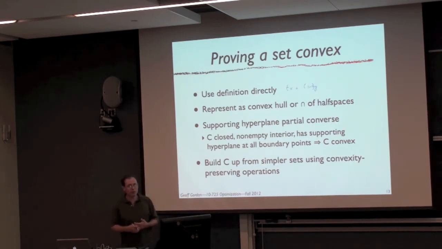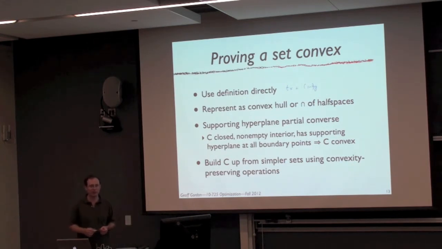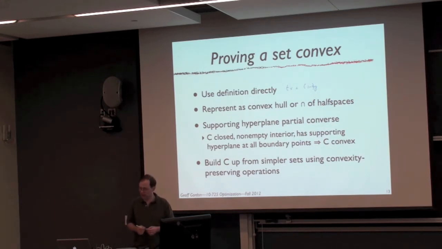There's also a partial converse to the supporting hyperplane theorem. So if your set C is closed and has a non-empty interior and has a supporting hyperplane at all boundary points, then it's convex, right? So the supporting hyperplane theorem says that if C is convex, then every boundary point has a supporting hyperplane, and the closed and non-empty interior don't come into it, right? So this is a partial converse of the supporting hyperplane theorem, and it's sometimes useful for proving convexity. This, by the way, is mentioned in the Boyd and Vandenberghe text if you want to get some more detail on it.